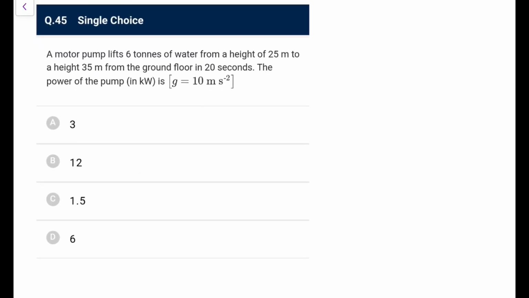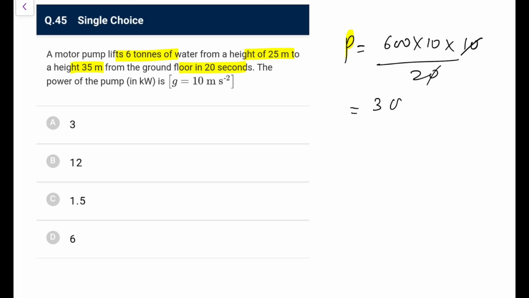A motor pump lifts 6 tons of water from a height of 25 to 35 from the ground floor in 20 seconds. The power of the pump is going to be, so power would be work done, you know, is mgh. So 6 tons means 600 kg into g is 10 and h is 10, and this is over 20 seconds. So this is 3000 joule per second or 3 kilowatt. Go for option A in this particular case.